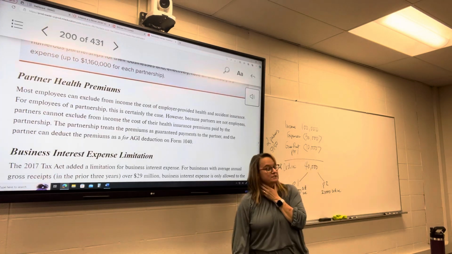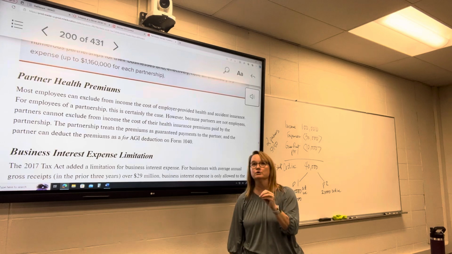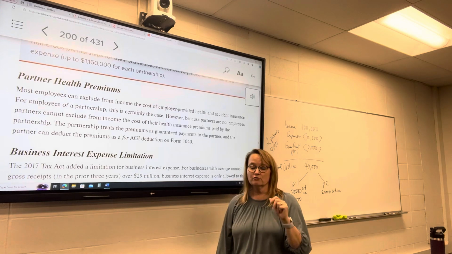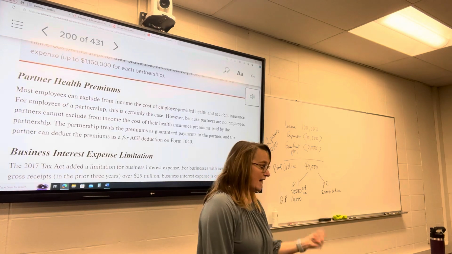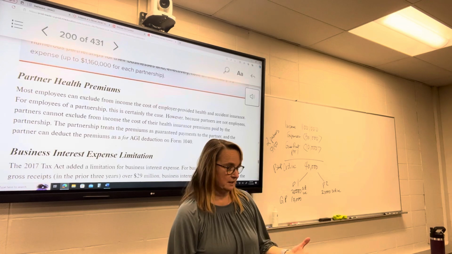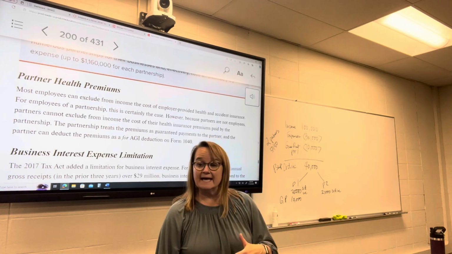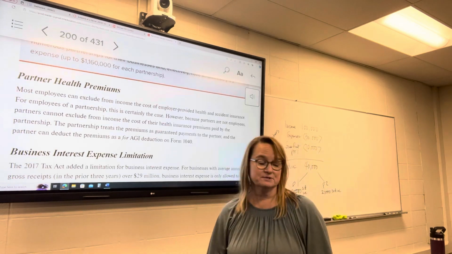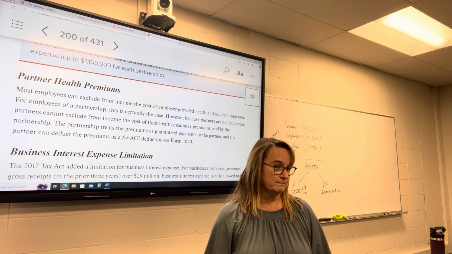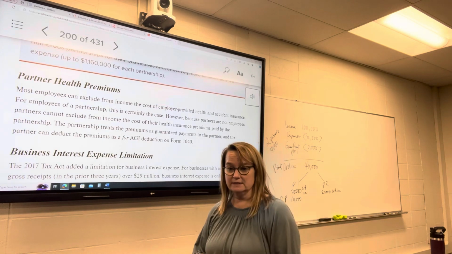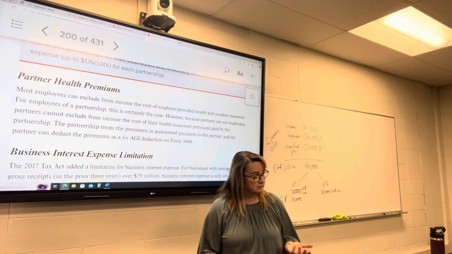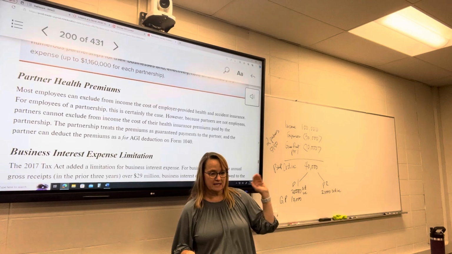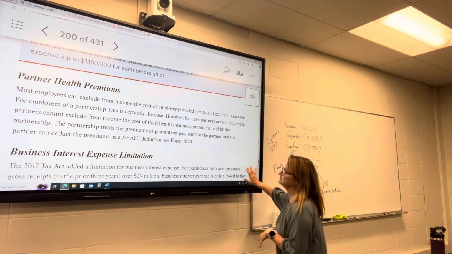Health insurance premiums. These are only partnership-paid partner health insurance premiums. If the partnership is paying the health insurance for partners, that amount is considered to be self-employment income to the partner. They then get a self-employed health insurance premium deduction in the same amount, up to the amount of income that they got from the partnership. So yes, the partnership can pay it on their behalf, but it's considered to be income. Then they turn around and deduct it as that above-the-line AGI deduction on their income tax form.